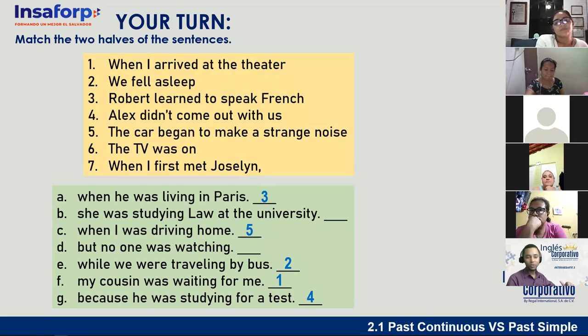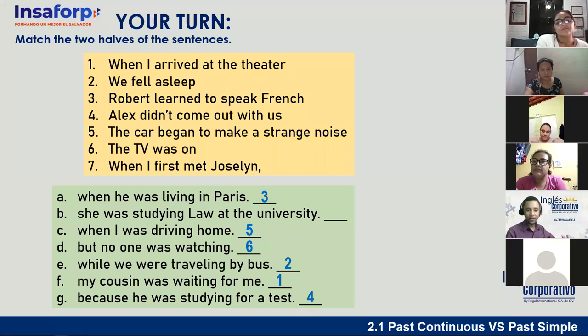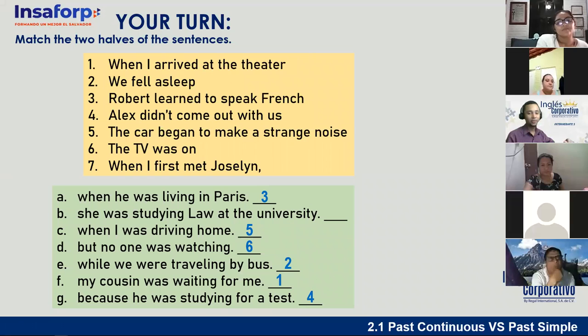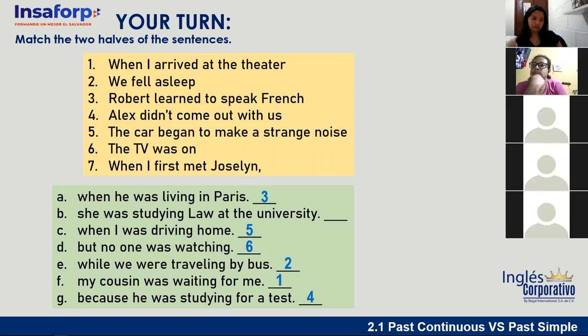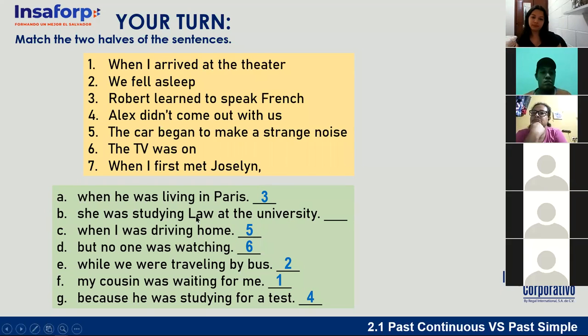Paola, number 6, please. The TV was on, but no one was watching. The TV was on, but no one was watching. Very good. Nice. And Jenny, the last one, number 7. When I first met Jocelyn, she was studying law at university. That is correct. Yeah, that's the one.